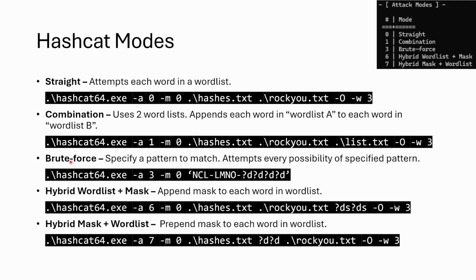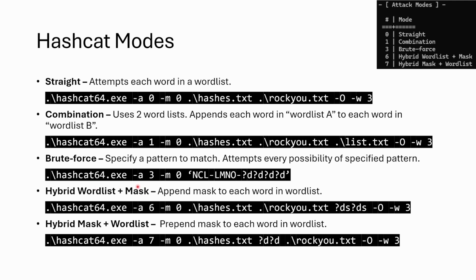So this attack type is, I don't know, kind of weirdly named. It's attack type 3. It's called the brute force attack mode. It should be more known as the mask attack mode. So this is just mask attack. You specify a pattern to match, and then Hashcat's going to attempt every possibility of that pattern.